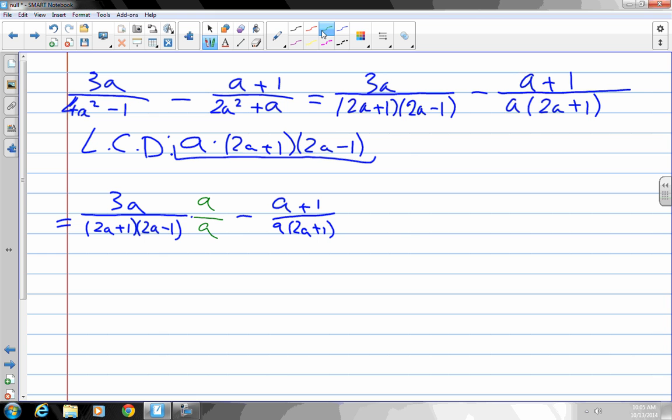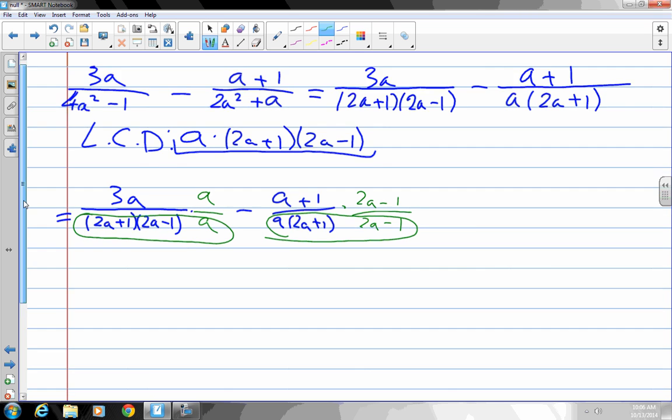Then I compare the second denominator with the LCD. What is missing between the second denominator and the LCD? Just visually compare them. 2a minus 1. So we will multiply that by 2a minus 1 over 2a minus 1. So now these denominators are equal. They're equal denominators. I can start pulling things together. I have to be a little careful with all the distributions here.